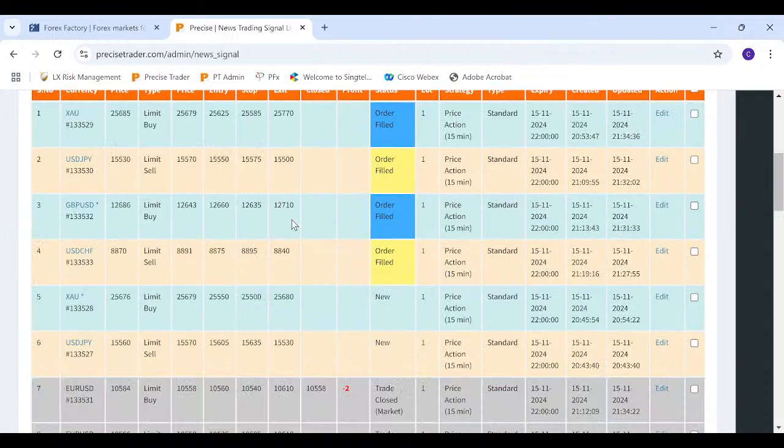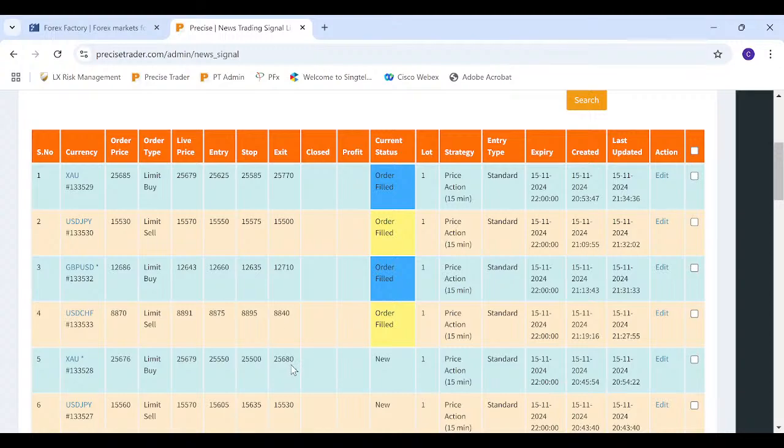Then pound. Okay, let's see the others. I think we will hold. I'm not sure how many of you whether the dollar Swiss got stopped out. Because it just hit the level, you know. So some of you may have been stopped out, and some of you may not have been stopped out.